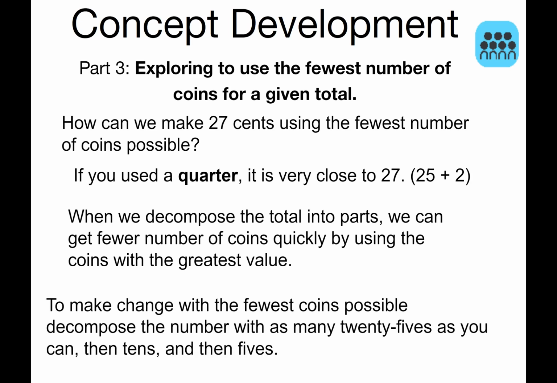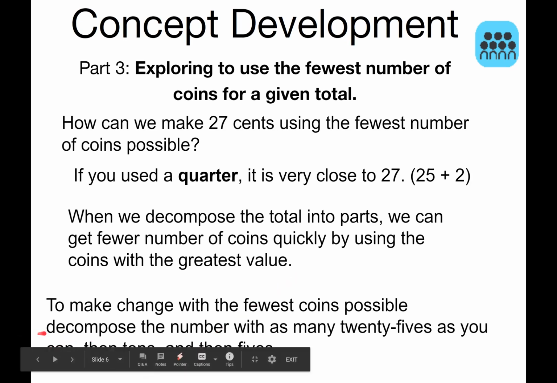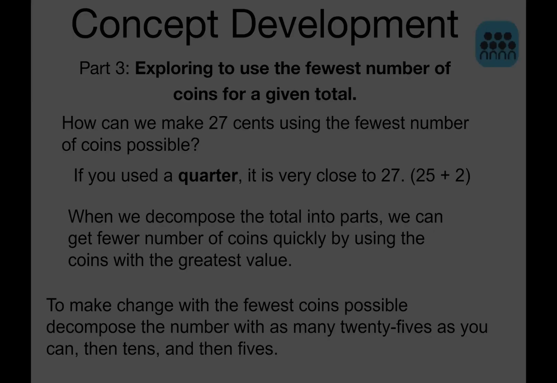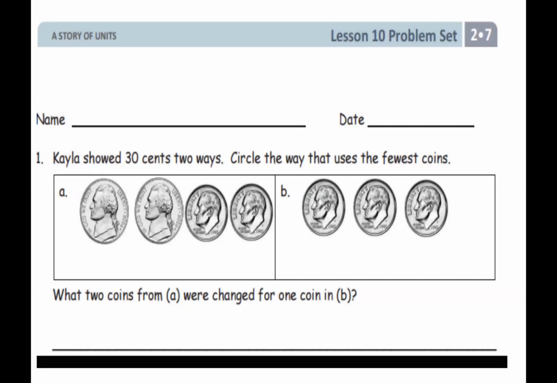To make change with the fewest coins possible, decompose, take apart the big number, with as many 25s as you can, then 10s, and then 5s. All right, so we already did that, right? Now, let's try to take our knowledge and do a problem from our problem set, just like in our workbooks.